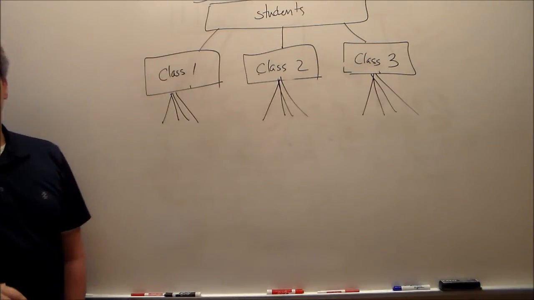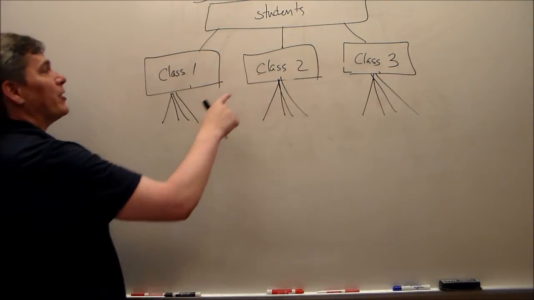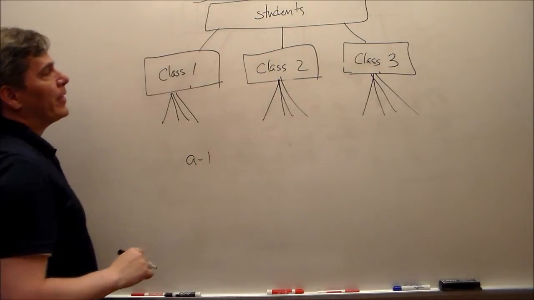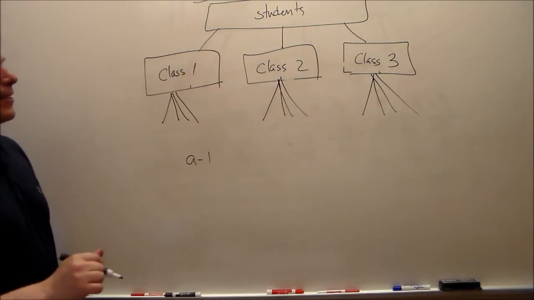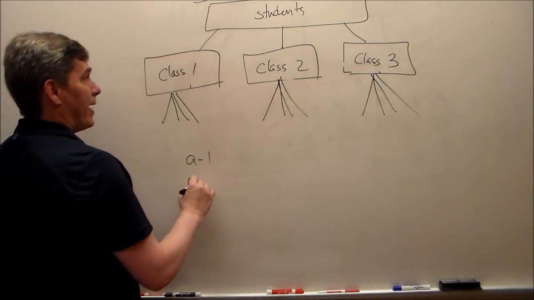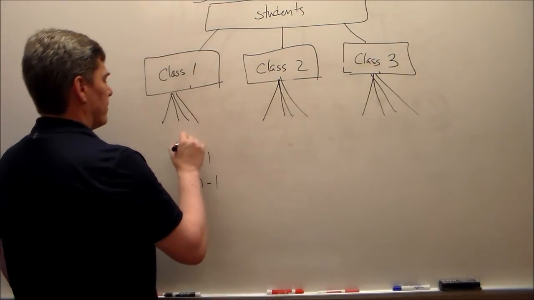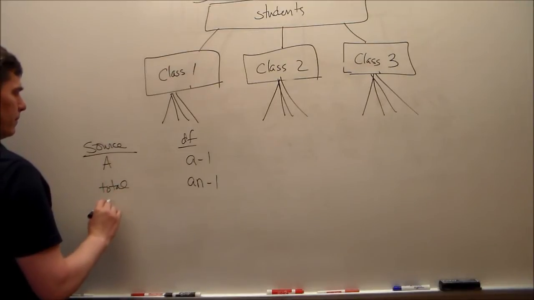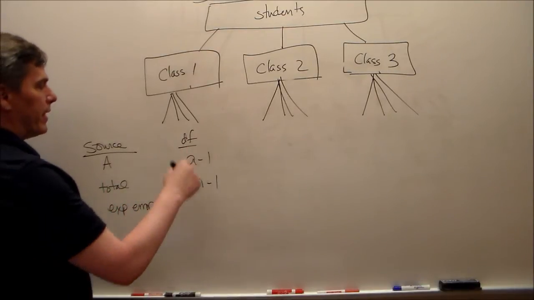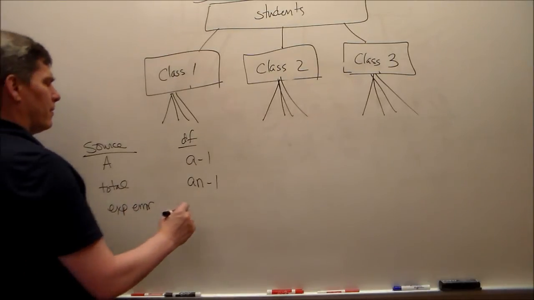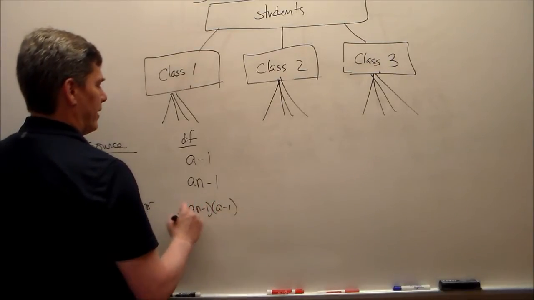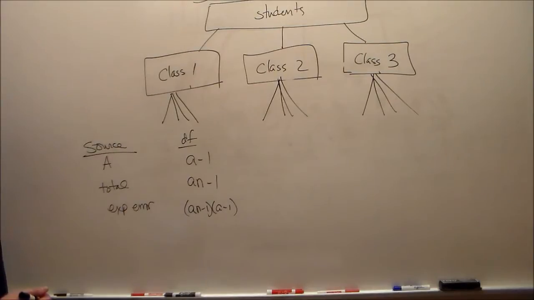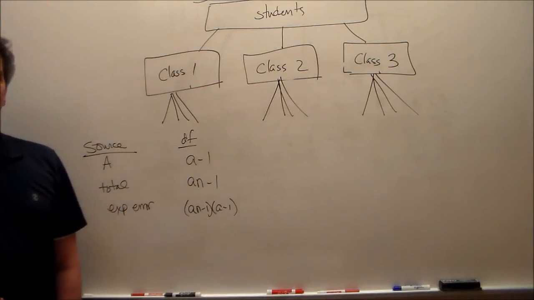One-way because one fixed effects variable, and there's no other sources of variation except for the sources within the students themselves. So there would be A minus 1 degrees of freedom for the fixed effect. There's only one fixed effect here, so there's no interaction. There would be AN minus 1 total. Which leaves AN minus 1 minus A minus 1, which actually is A times N minus 1, degrees of freedom explained by the experimental error, or residual degrees of freedom. And this is actually a design from the first week, and it works.